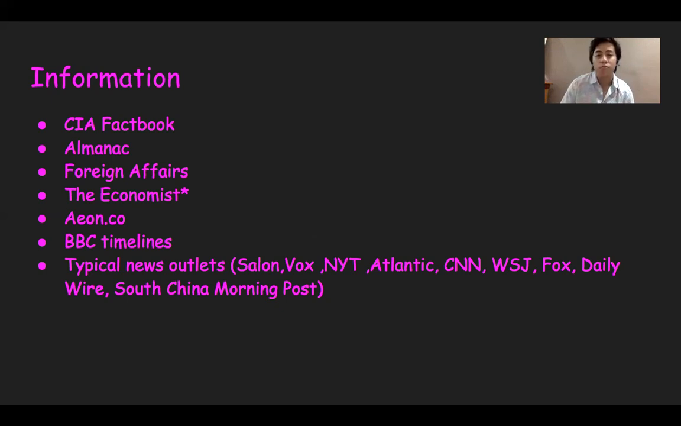Now, another thing is reading from a wide set of news outlets. So you have a lot of the more liberal ones, like Salon is extremely liberal, Fox is extremely liberal, New York Times is quite liberal, The Atlantic and CNN sort of center left, and then you have the Wall Street Journal, Fox, the Daily Wire, which are quite conservative, and it also might be useful for you to read even pro-China publications like the South China Morning Post.